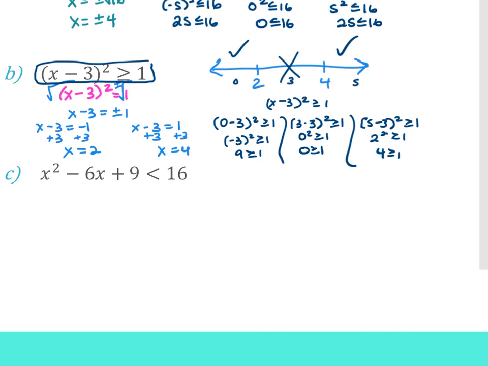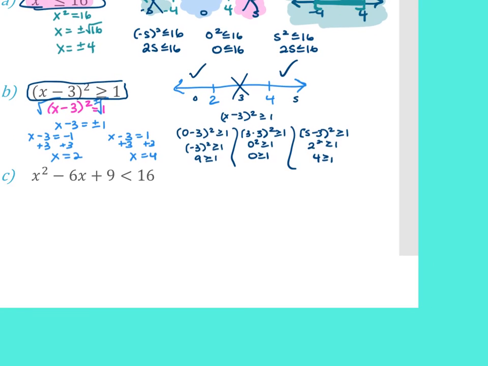and that works. So that tells me that my solution is that x is less than 2 or greater than 4. And my solution on a number line is going to be a parentheses on the 2 pointing to the left and a parentheses on the 4 pointing towards the right.